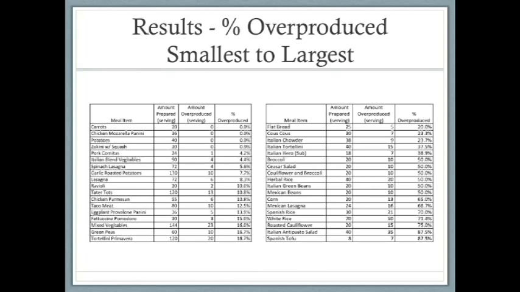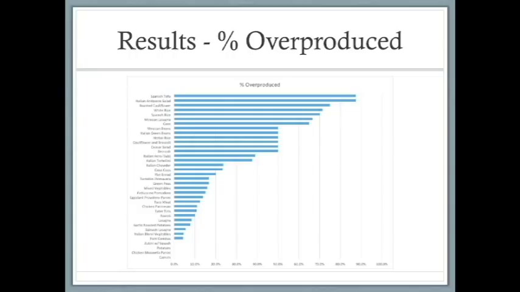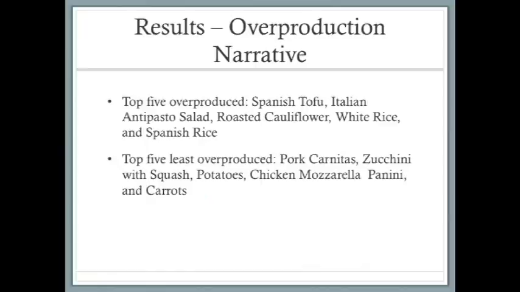And the next one is percent overproduced, and we sorted it from smallest to largest. And here is the same data in the form of a graph. And here you can see better which items were more overproduced and which items were less overproduced. And from the previous graph, the top 5 overproduced were Spanish tofu, Italian antipasto salad, roasted cauliflower, white rice, and Spanish rice. And also the top 5 least overproduced were pork carnitas, zucchini with squash, potatoes, chicken mozzarella panini, and carrots.